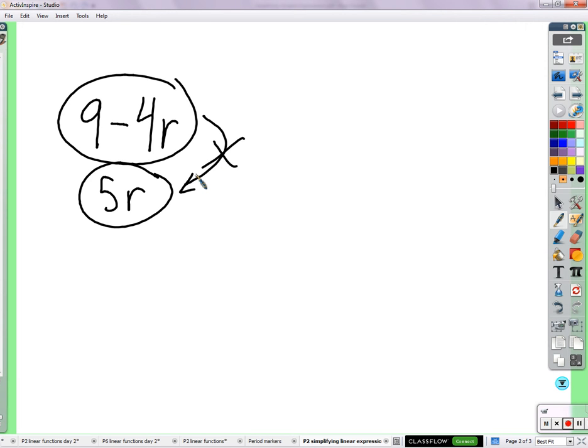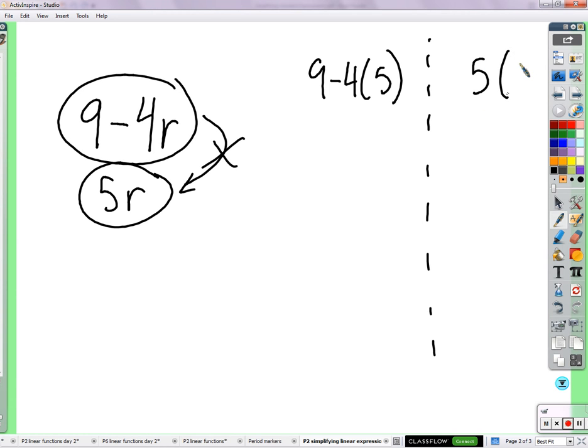And just to go into Cadence's specific example, he's saying try it out. Try plugging in 5 for R in that expression and try it in this expression. If 9 minus 4R is the same as 5R, they should do, and this is something that not everybody grasps, the same thing. They should create the same new number when you plug something in for R. Right? If this is a formula, then they should give you the same answer.